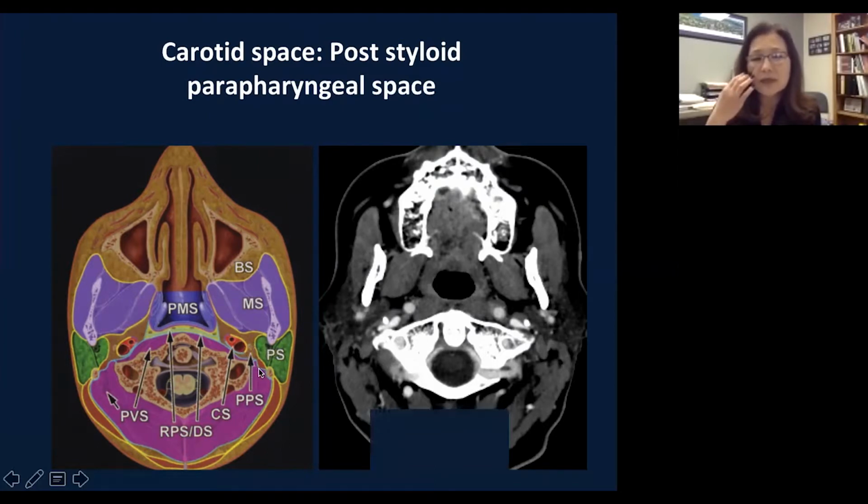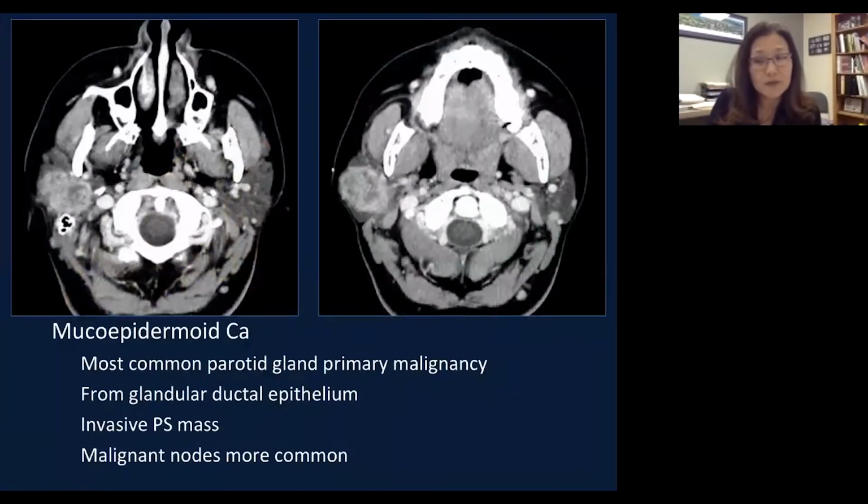So, malignant parotid gland lesions: only 20% of parotid gland tumors are malignant, but there are several pathologies that you need to keep in mind. One is mucoepidermoid carcinoma, which is the most common parotid gland primary malignancy. This lesion arises from glandular ductal epithelium.